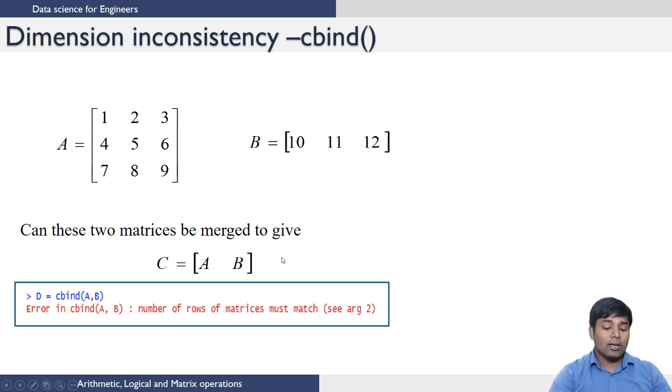What would you expect? We expect an error because A is having the dimension 3x3, but B is having 1x3. If I want to do a column bind, the dimension of matrix B would have been 3x1, but it is 1x3, which is inconsistent. That's why you will get an error. Error in cbind of A, number of rows of matrices must match.